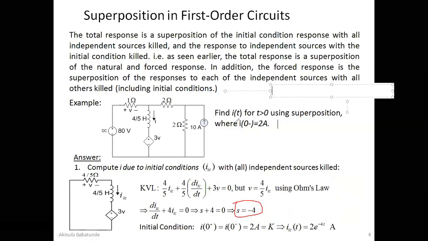We can then go ahead and say we have i of 0 minus equal to 2 A. This will be the same thing as i of 0 plus, by the way. By definition, this would also be equal to I naught. All right, so this would mean we have this, and everything is going to be equal to 2 amperes.